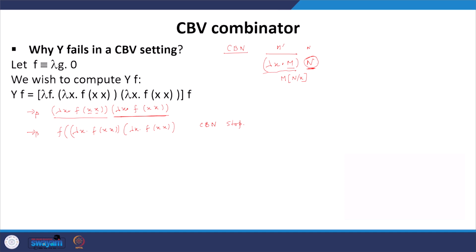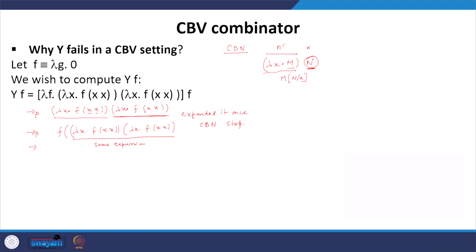Now suppose we do CBV, then what is going to happen here? If we do CBV, by this beta reduction we are going to get here this f, this part. Now at this stage we are trying to supply something to f, but we cannot give it, because whatever we had here, we got the same thing here. It is the same expression that we had. So we have expanded it once.